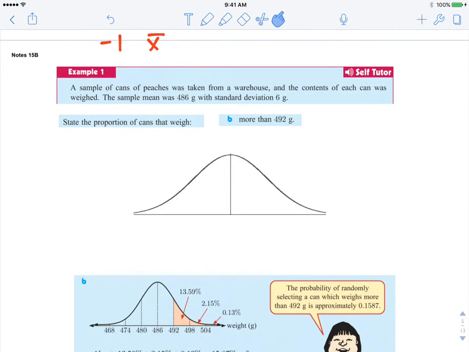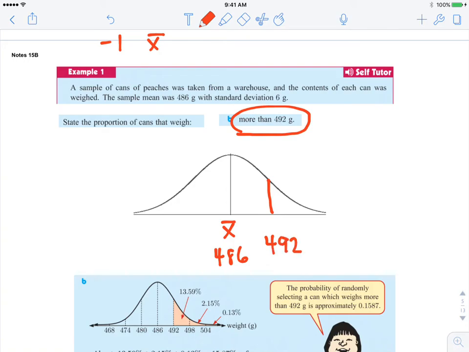Example part B. The sample of the cans was taken again. So I'm looking now for more than 492 grams. So remember, this is where your mean is, 486. We want to find out where is 492. That's up above. Here's 492. And we want to add the percentages above that.